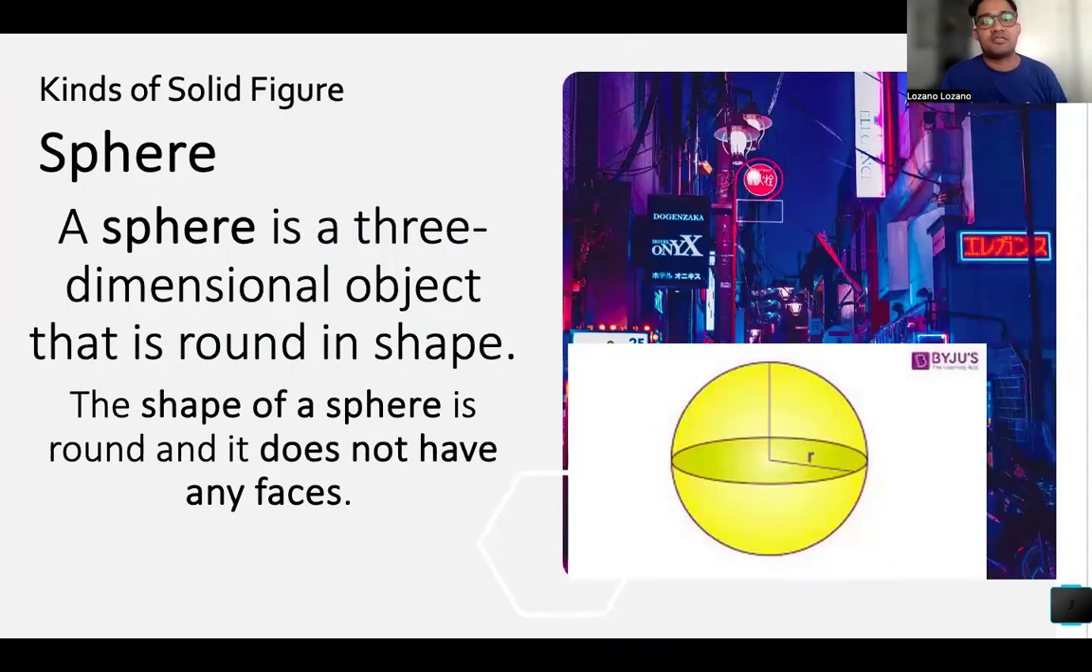So let's start with the sphere. A sphere is a three-dimensional object that is round in shape. The shape of a sphere is not a circle, but it is round. It does not have any faces. Wala siyang corners. There are no corners and no sides ang sphere natin. Matatandaan natin, kung iisipin natin, ang sphere ay isang bola. Bola ng basketball, bola ng soccer, bola ng volleyball. All of that are in a round shape, and that is a sphere.